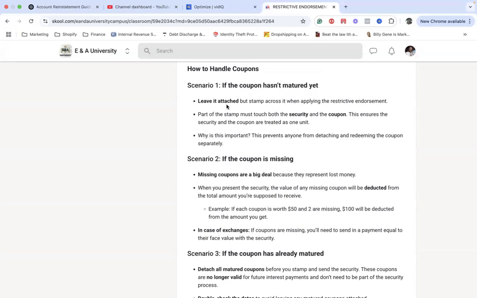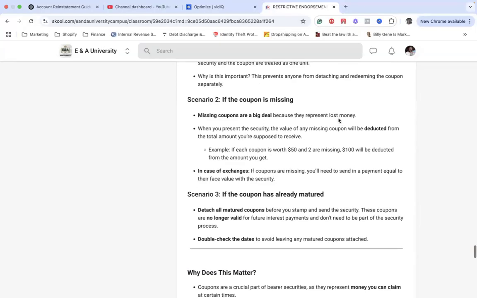So you do not detach. You leave it attached if it's not past that date. Leave it attached, and then you stamp the top. That's what it's saying, right? It says part of the stamp must touch both the security and the coupon. So in order for this to be that clear, it has to be touching both.